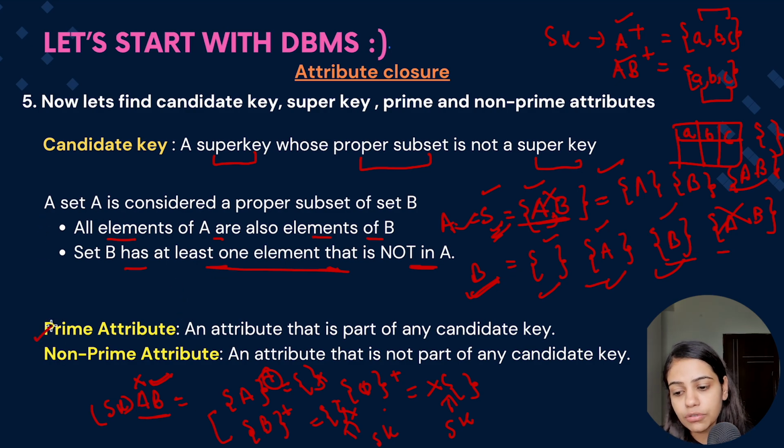Now, there are two things you need to know before proceeding ahead with finding the candidate key. First is prime attribute and second is non-prime attribute. Let's see what these are. An attribute that is a part of a candidate key, we call a prime attribute.